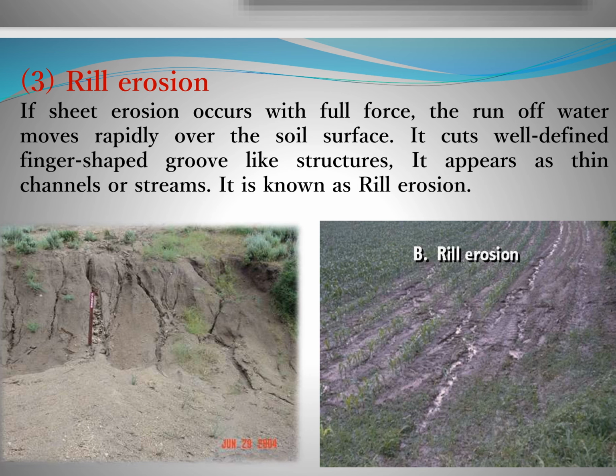The third type is rill erosion. If sheet erosion happens due to the runoff of water which is flowing heavily, this one is due to the slow movement of water. It cuts well defined finger shaped groove like structures. It appears as thin channels or streams. It is known as rill erosion. You can see the effects of rill erosion in these pictures.